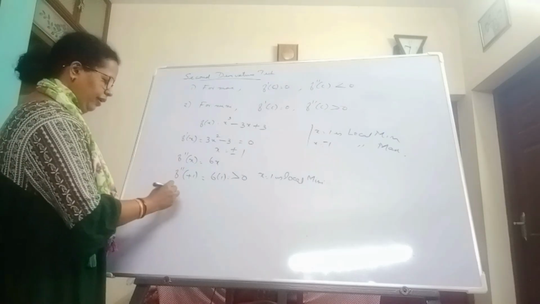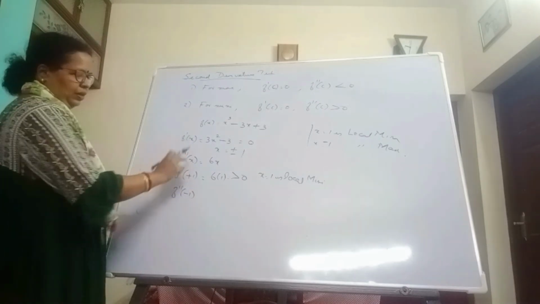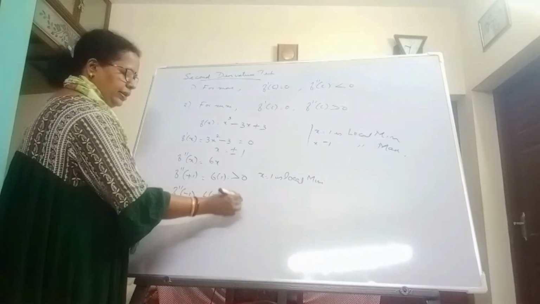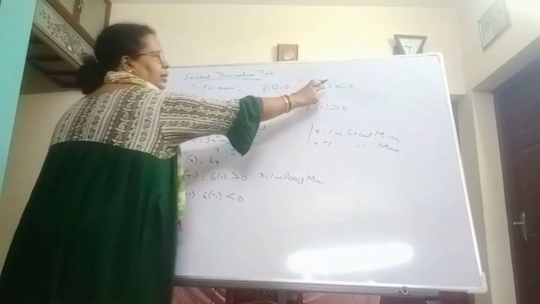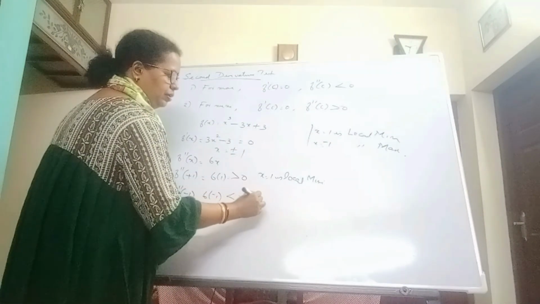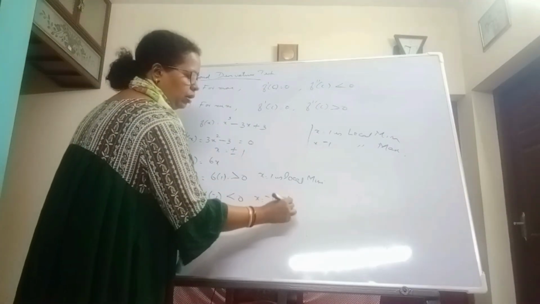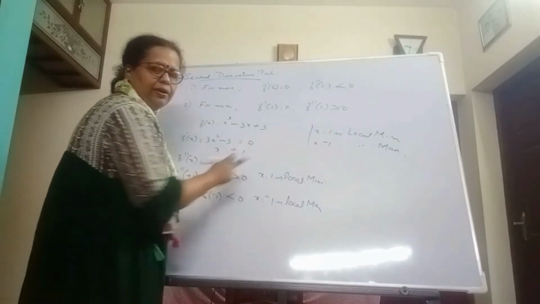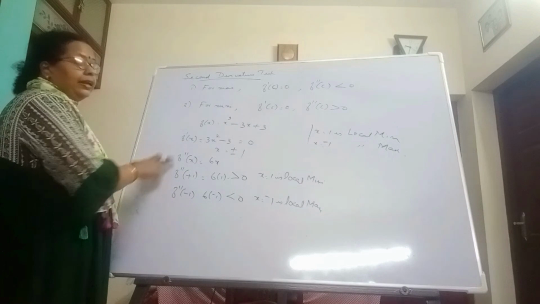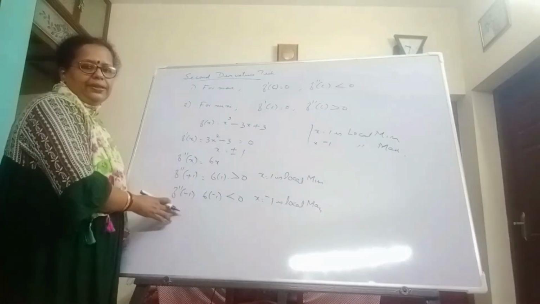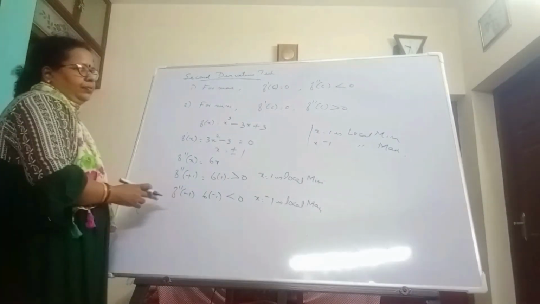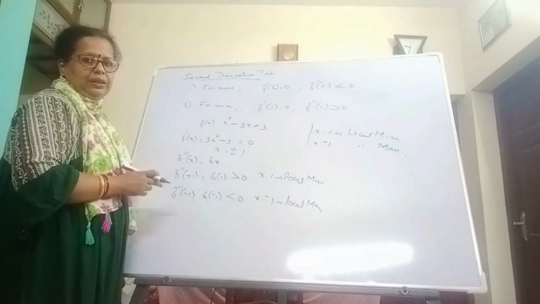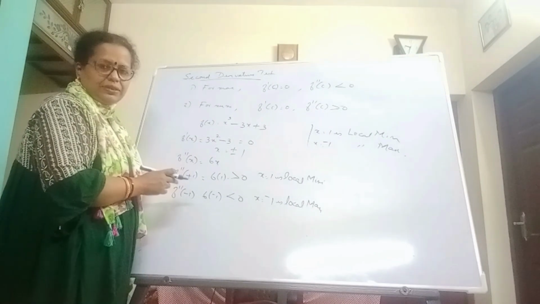Now look at the second one. f double dash of negative 1 is 6 into negative 1, which is negative 6. So less than 0. Second derivative less than 0 means what? x equal to negative 1 is local maximum. And we got the same result as with the first derivative test. So if the second derivative is applied, it is very easy to find the answer. But the second derivative test will fail if the second derivative is 0. In that case, we have to go back to the first derivative test.